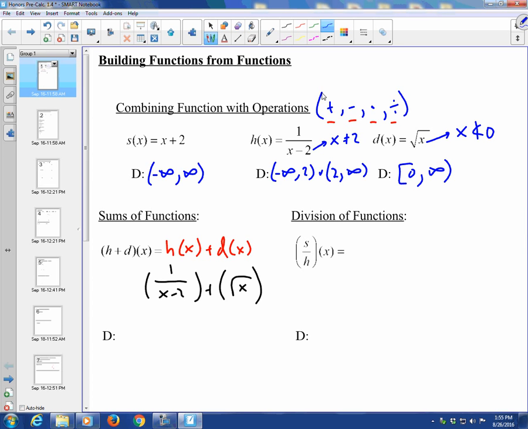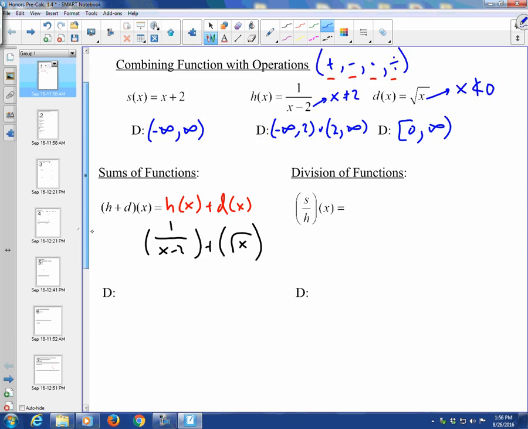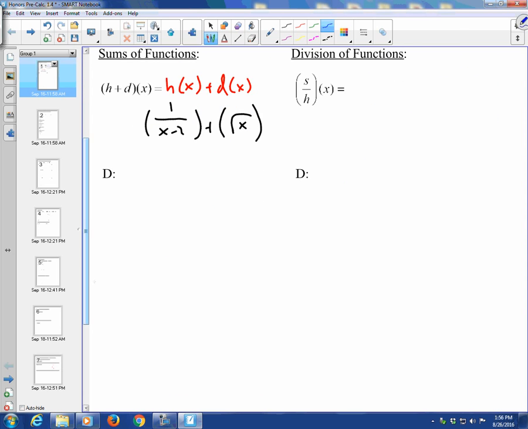Now, I put up parentheses, and I think that is a good habit to get into. In this particular case, h plus d of x, it really doesn't make a difference. We don't really need parentheses when we're combining our two functions, because if we took down parentheses, we'd have the exact same expression.